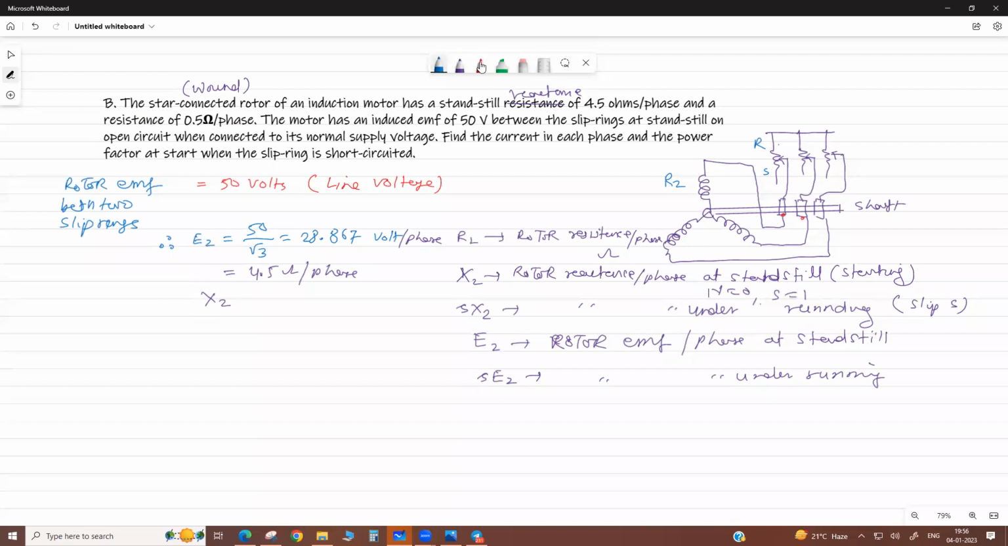X2 means rotor reactance, and this is rotor resistance R2, which is given. And always please remember, resistance is not greater than 1 ohm, because reactance is higher than resistance, always. This is also per phase. Now R2 and X2 are over.